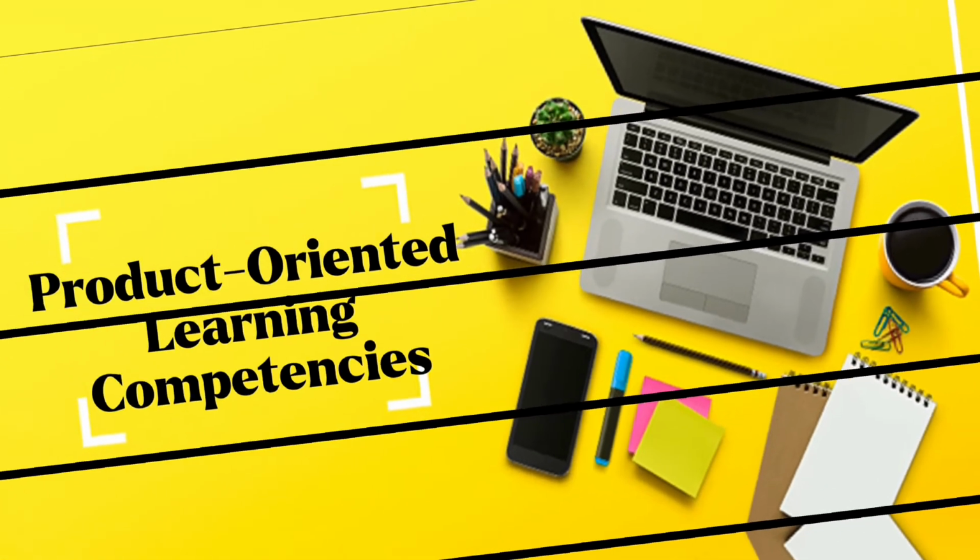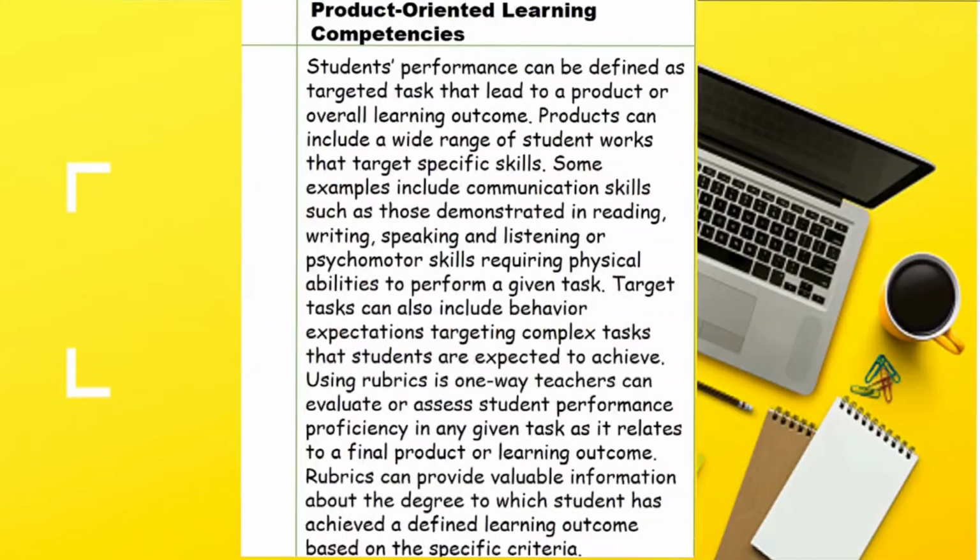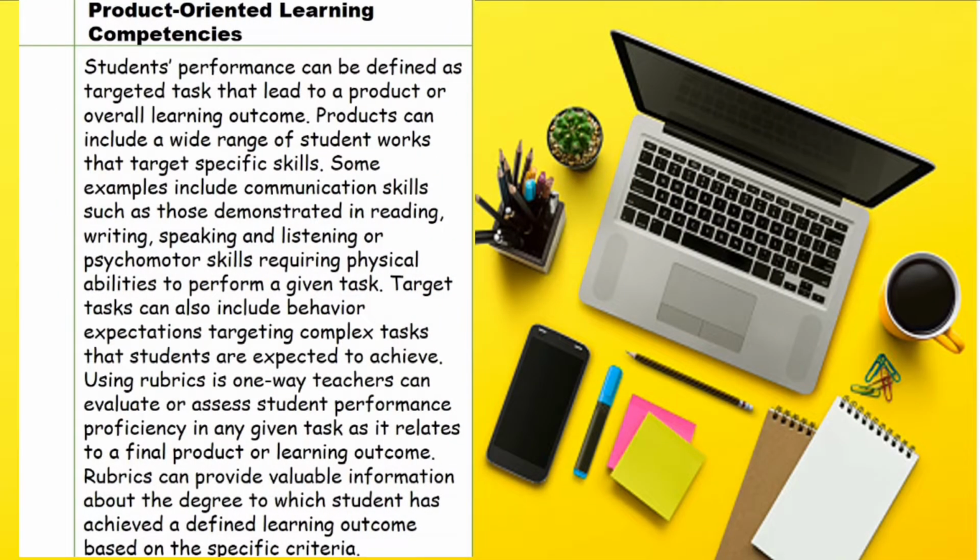Next is the product-oriented learning competencies. Students' performance can be defined as targeted tasks that lead to a product or overall learning outcome. Products can include a wide range of student works that target specific skills. Some examples include communication skills such as those demonstrated in reading, writing, speaking, and listening, or psychomotor skills requiring physical abilities to perform a given task.